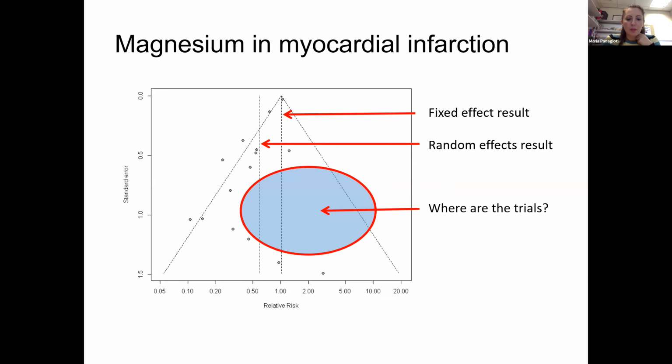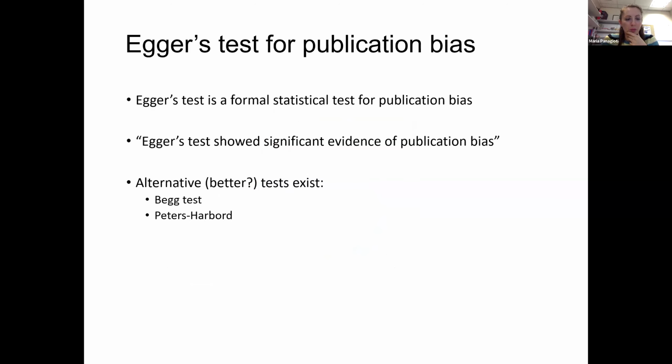Same here, especially for the second analysis for magnesium, again we see a large area which is empty, which again is quite suspicious. It shows that there are probably studies that have not been captured in our analysis, because they have not been published. And we've got two tests that we can do to be sure about it.